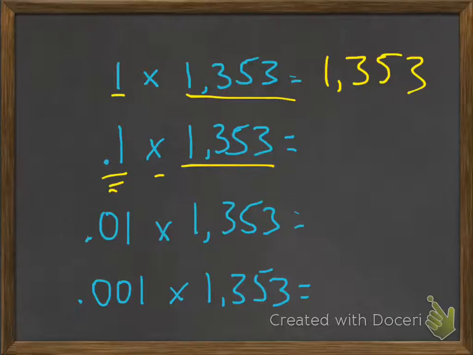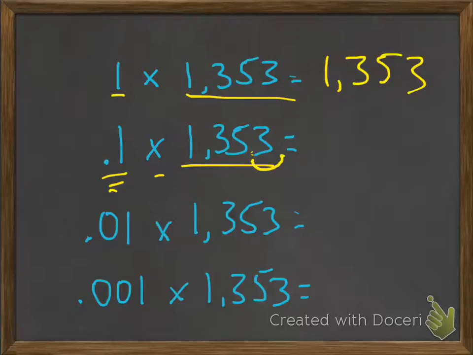When we find 1/10 of 1,353, what we do is we take the decimal that's after the 3 in 1,353, and we move it back one place to find 1/10 of it, because the equivalent is taking that 1,353 and dividing it by 10. That's what we're doing when we're finding 1/10 of 1,353.